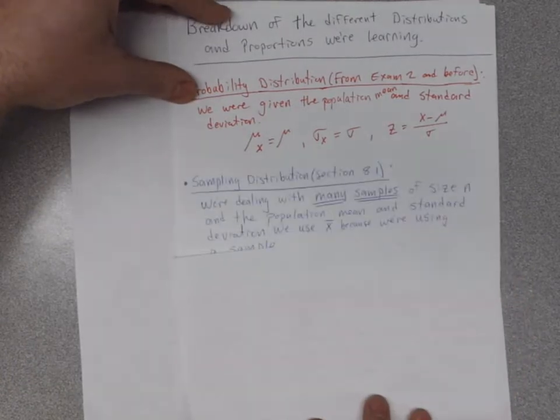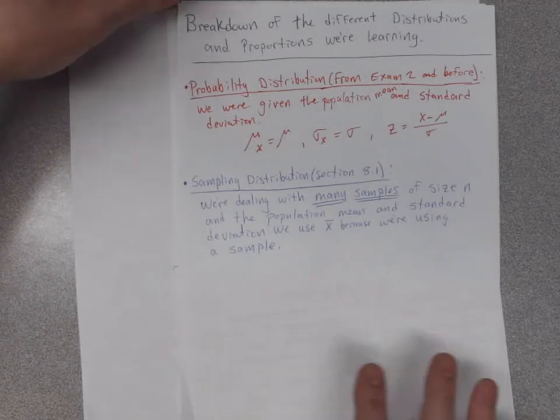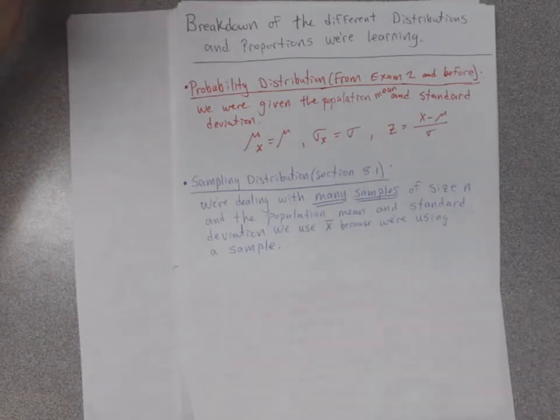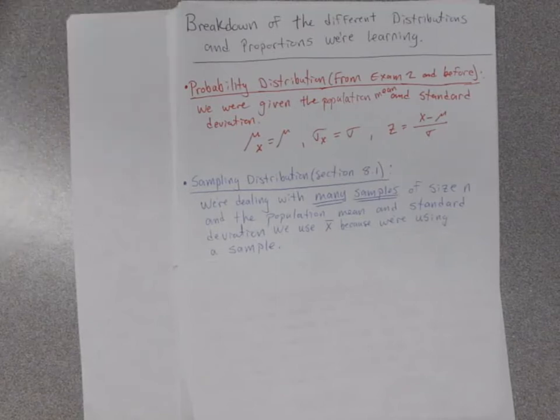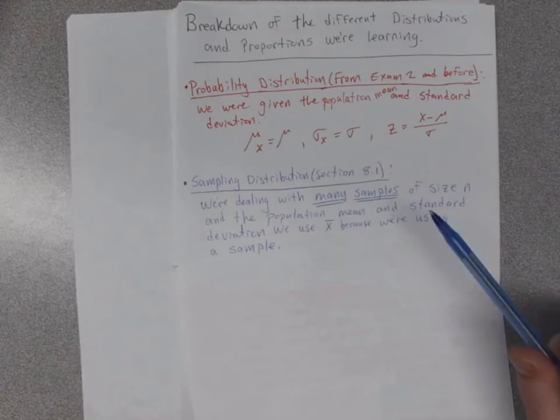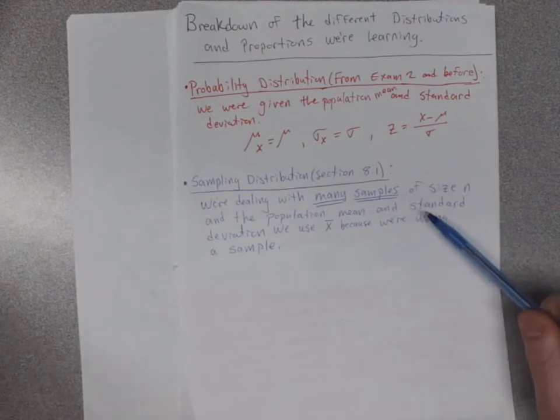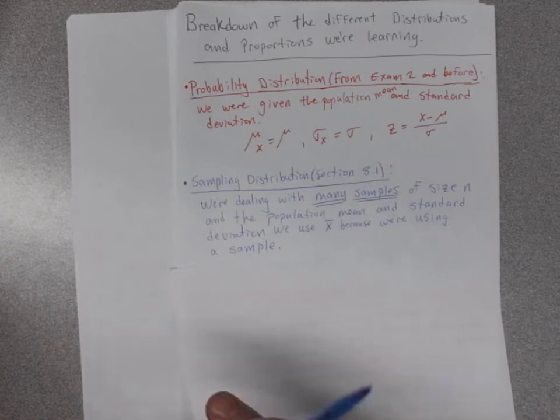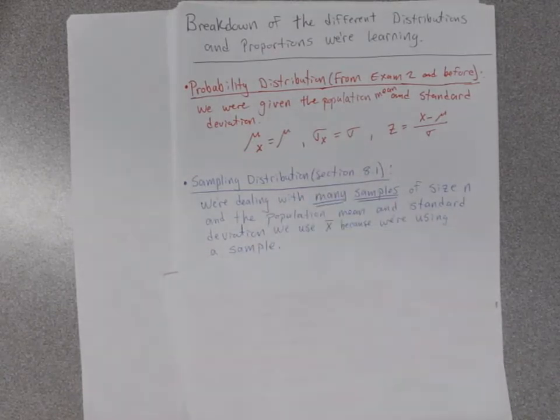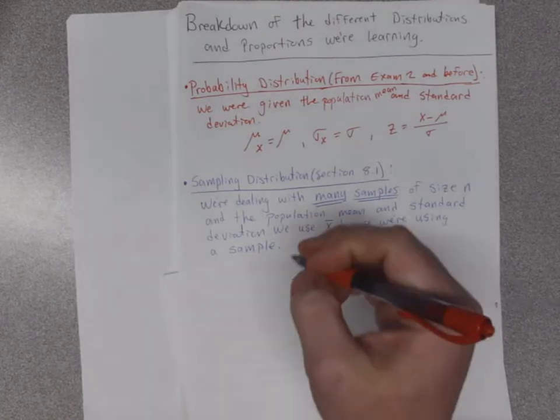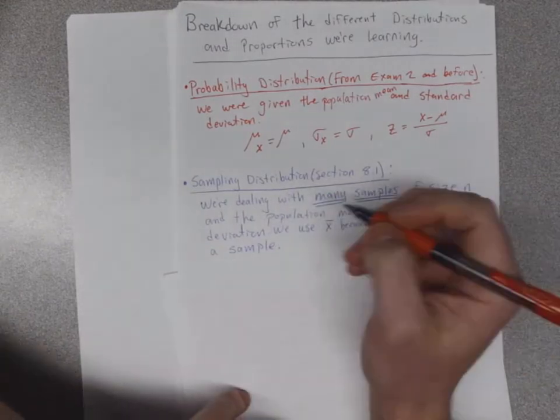And in 8.1, what you covered was this. So go ahead and pause the video again, and I will read and then talk about its mean and standard deviation. Okay, go ahead and pause. So here, this is a sampling distribution. We're dealing with many different samples of size n, and the population mean and standard deviation are also known. I should have said known here, or are given.